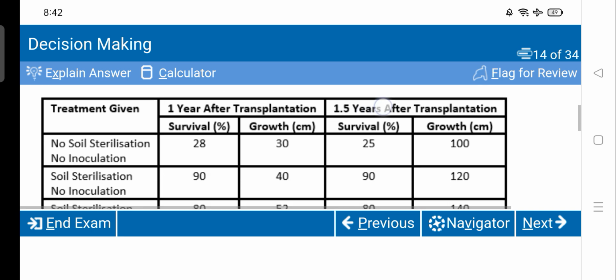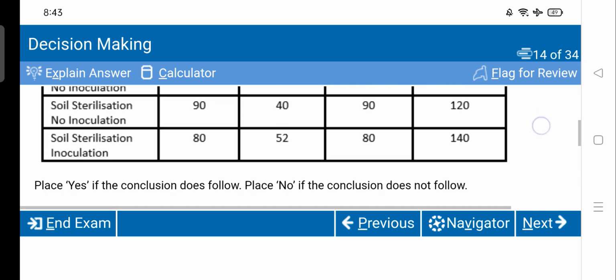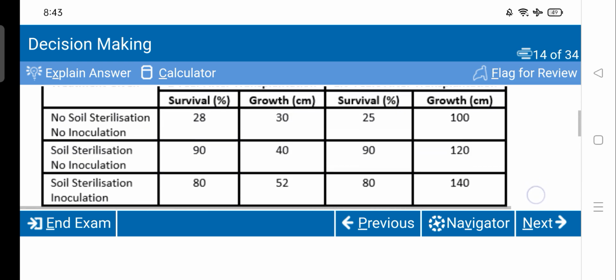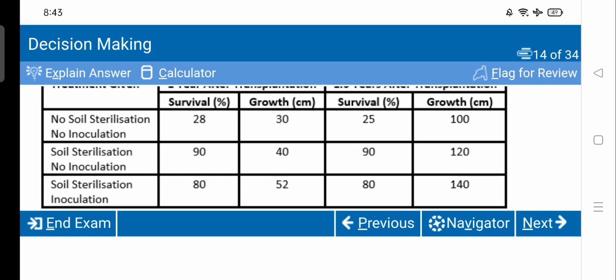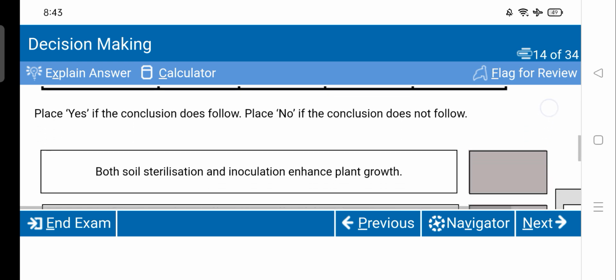The treatment was given 1 year after transplantation and 1.5 years after transplantation. So here we have percentage of survival and growth in centimeters. You can take a look at these values. Place yes if the conclusion does follow and place no if the conclusion does not follow.